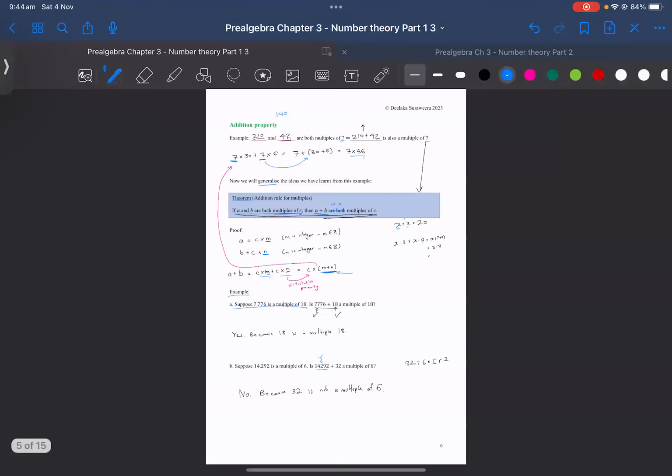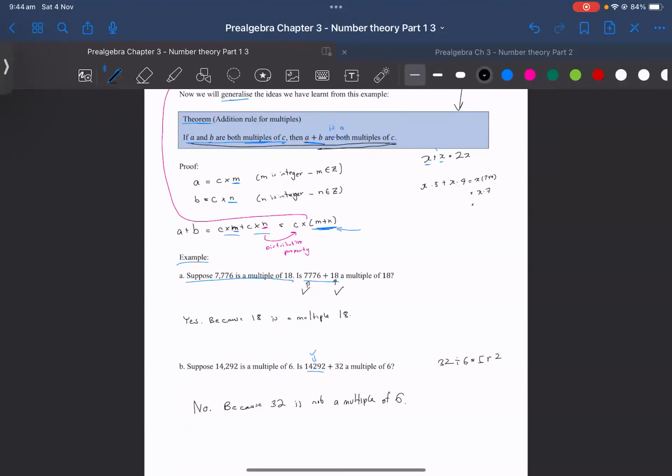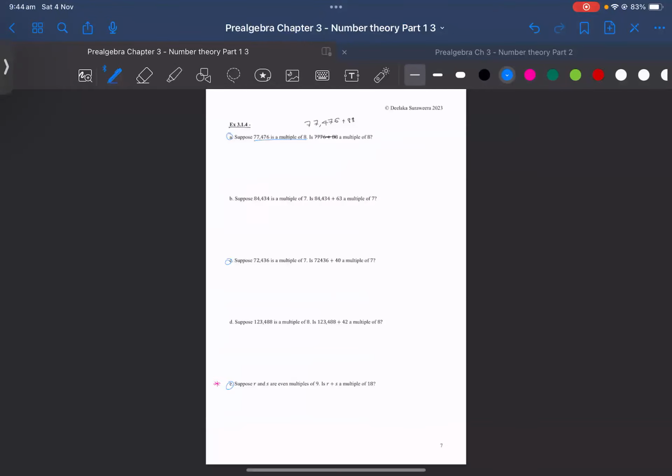So another thing I want you guys to do is, when you don't just say yes or no, also say why, like a sentence like this. So when it's yes, say the second number is a multiple of 18 or something. And then when it's no, also give an explanation why. Some of you are already doing it, so it's good.